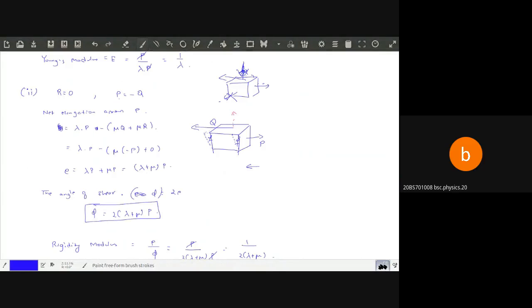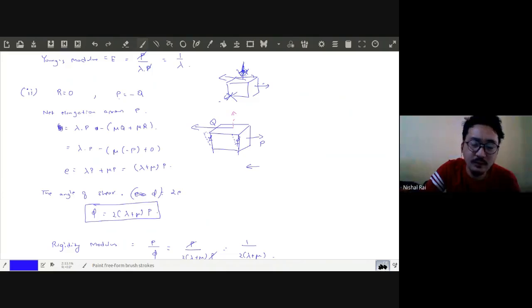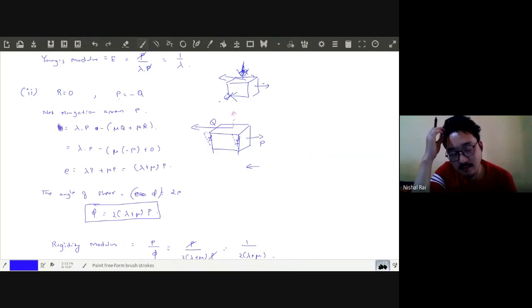Any questions? Can we take lambda also, mu also, anything, sir? You can take anything, that is just A, B, C, D, or anything you want. Basically, that is elongation per unit stress, actually.